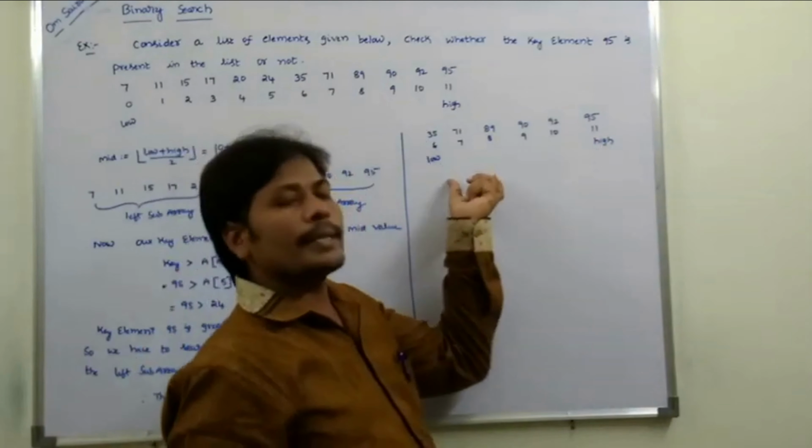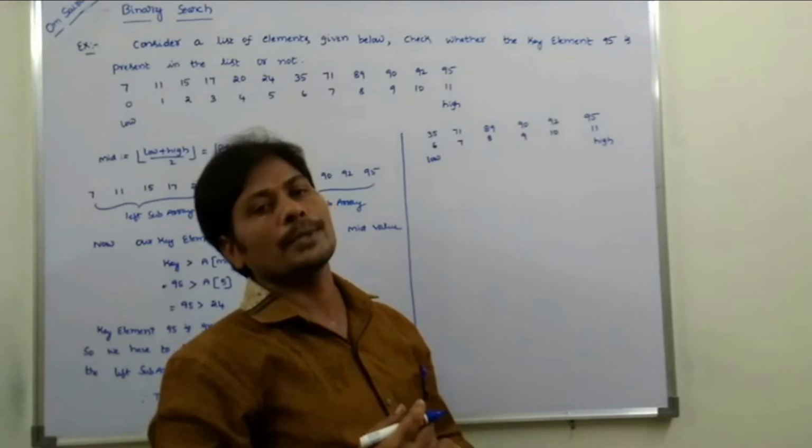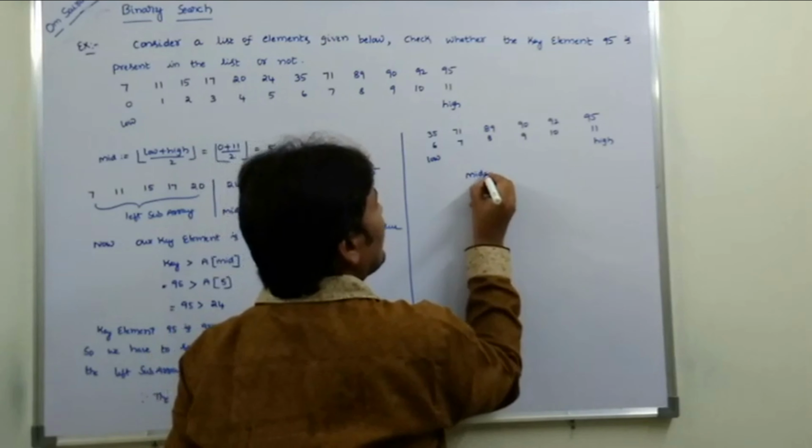Okay. So again, this list is divided into two parts by using the mid value. So here mid is equal to low plus high by 2. Low value is 6, high value is 11. So 6 plus 11 by 2 is 8.5, so we can take the floor value 8. So our list is divided into two parts based on the mid value. Before the mid value, the elements belong to the left sub array. After the mid element, the elements belong to the right sub array. So this is left sub array, this is mid value, and this is right sub array.